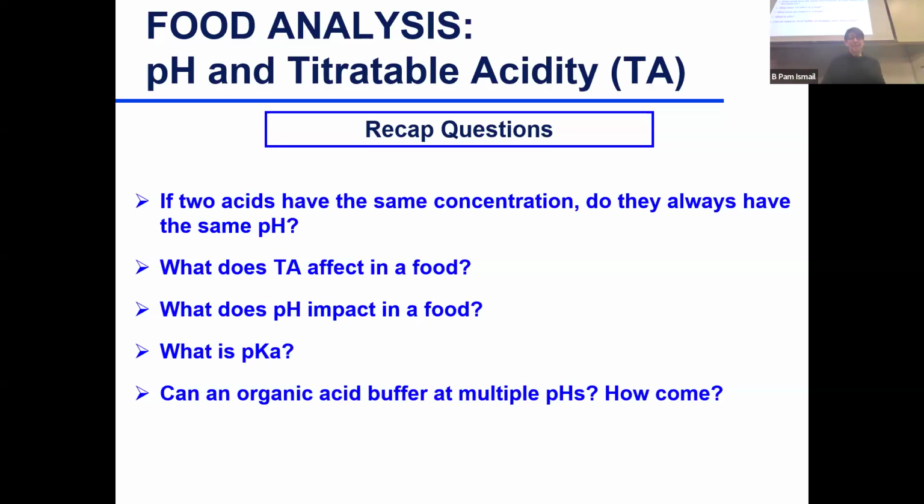All right. So let's try to remember what I talked about last Monday. If two acids have the same concentration, do they always have the same pH? No. Very good. Why? Right, they might not both be a strong acid. Strong acids completely dissociate and lower the pH much more than a weak acid that will not dissociate fully, so it won't lower the pH to the same level, even though it's at the same concentration.